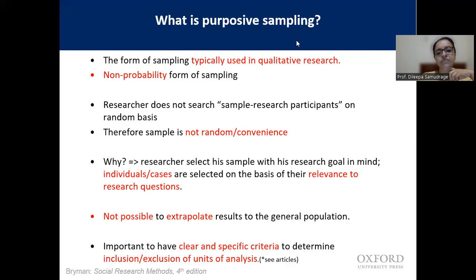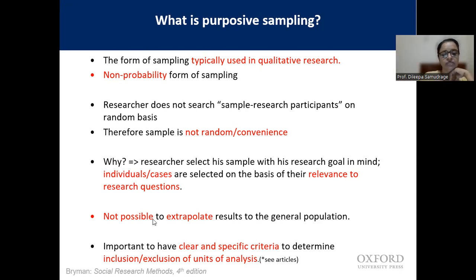Then what is purposive sampling? It is the form of sampling typically used in qualitative research, a non-probability form of sampling. Since you select specifically for your research site, it's not random. Then why do you choose purposive sampling? Because the researcher selects the sample with his research goal in mind. When you select the research sample, you should have the research question in your mind. Having the research question in mind, you select the sample. That's why it's purposive.